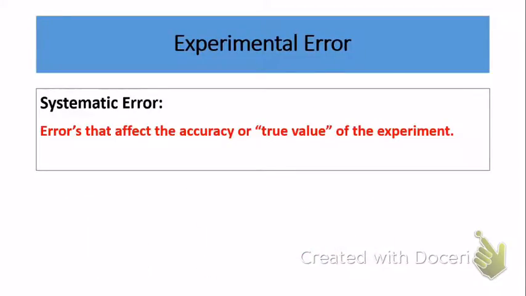Let's finish up by talking about the last source of error, which is systematic error. We're not going to spend a lot of time on systematic error in this video because it takes a lot of practice to decipher. But simply, systematic error is what's going to affect the accuracy of your experiment, more or less.